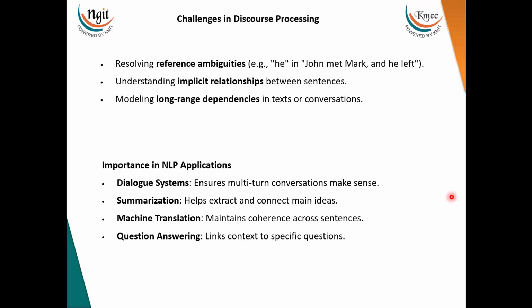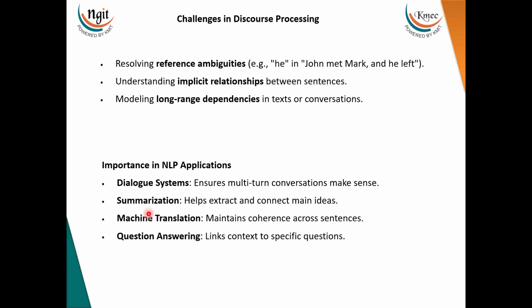Then we talk about challenges in discourse processing. First is resolving reference ambiguities, that is, he in "John met Mark and he left." That is ambiguity: who is he referring to? Second is understanding implicit relationships between sentences. Third is modeling long-range dependencies in text or conversations.